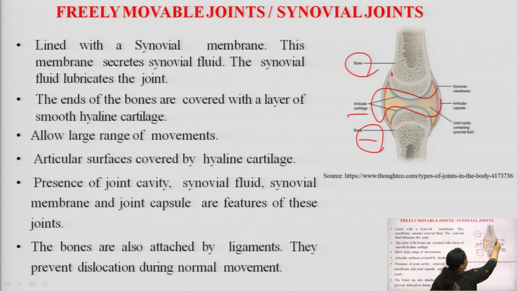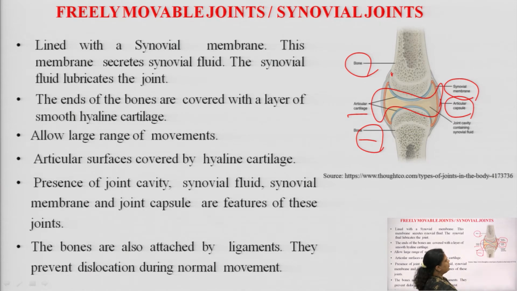This is a cavity-like structure covered with the membrane known as synovial membrane, filled with the fluid, synovial fluid, and this cavity is known as the synovial cavity. And in between there is a boundary, or we can say a capsular structure, which is the articular capsule. This joint cavity contains the synovial fluid.